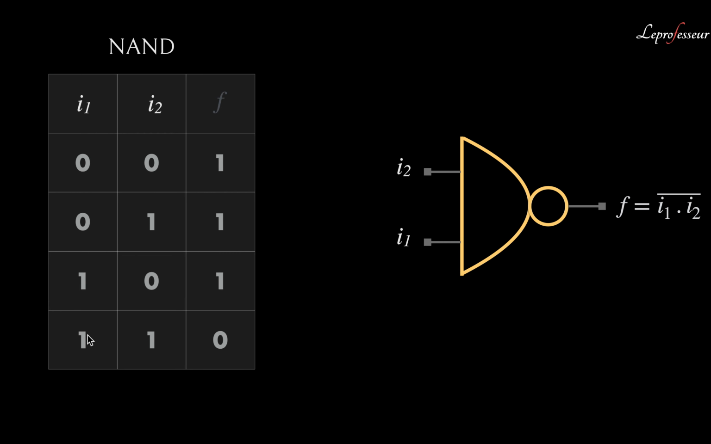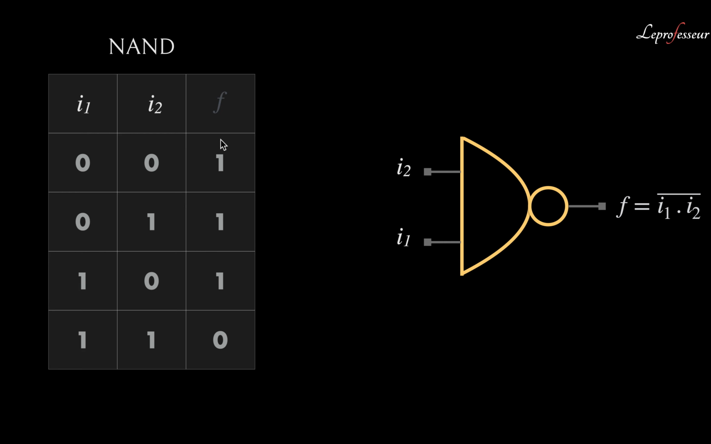So if you look at it here, when I1 and I2 both are 1, then only output F is 0. Otherwise it is 1. So once again, only when I1 and I2 are 1, output is 0. Otherwise, it doesn't matter whether either of I1 and I2 is 0, or one of them is 1, output should be 1 for the NAND gate.